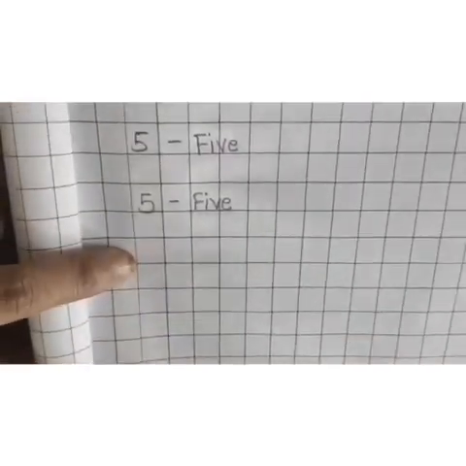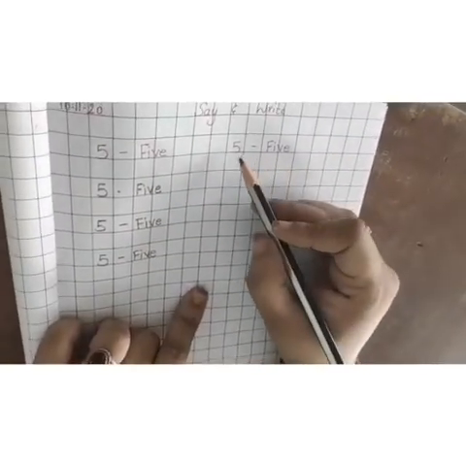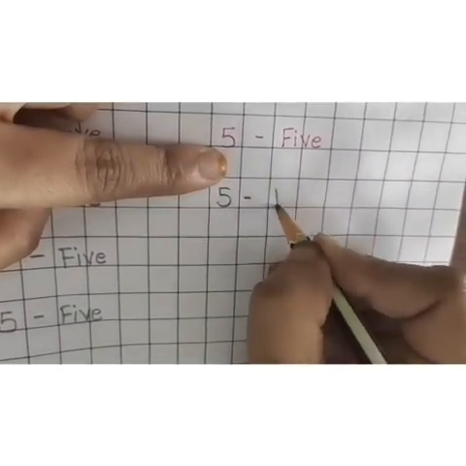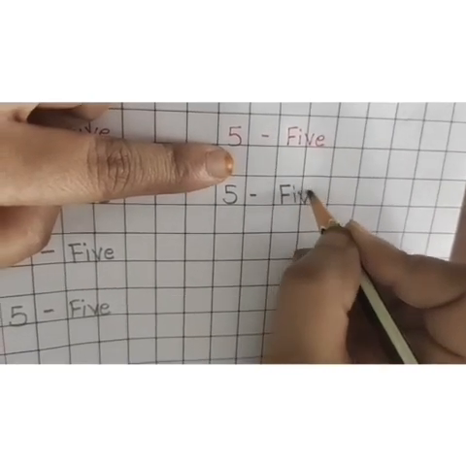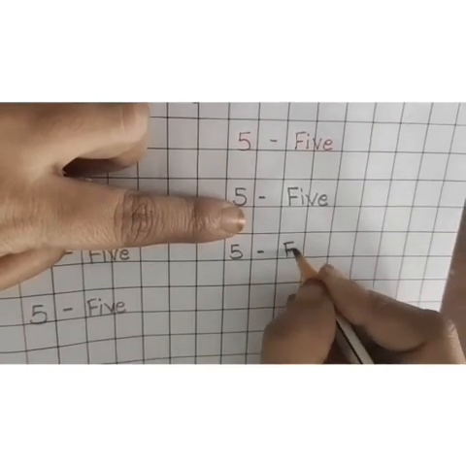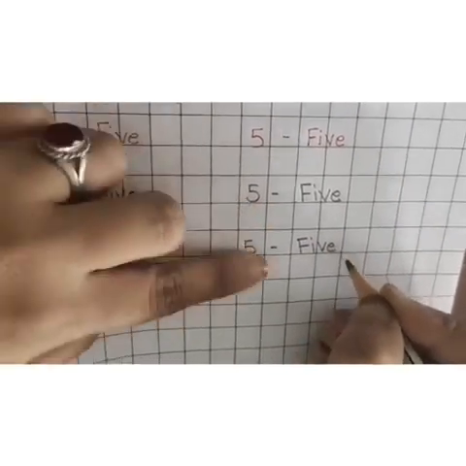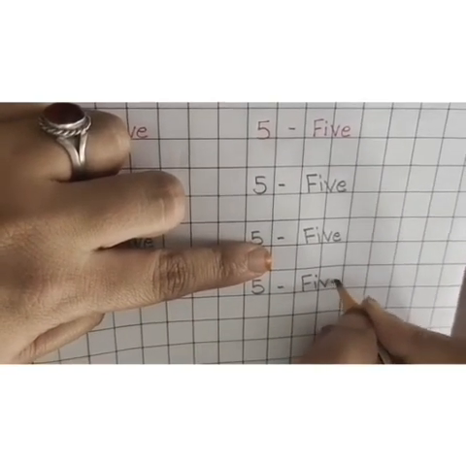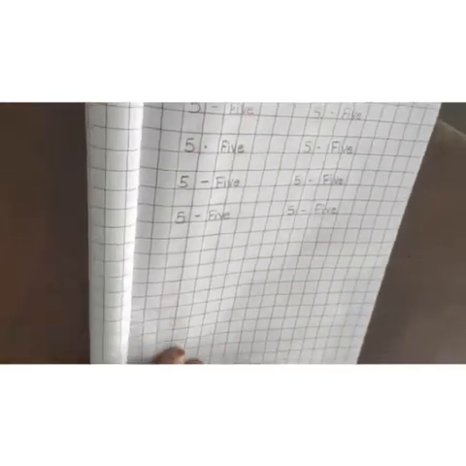5. Like this you will write till here. And then leave few boxes and write this side 5. Leave one box. 5. F I V E. 5. Again leave one box. 5. F I V E 5. Again leave one box. 5. F I V E 5. Full. Till here you will write, children, in this way. Understood? This is your maths homework. And please say and write, children.